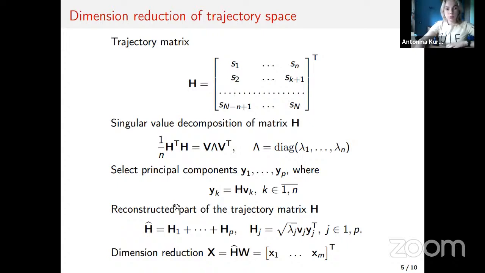And for these components, we reconstruct the trajectory matrix, where each component is equal to lambda sub g, the eigenvalues squared, multiplied by v sub g, and multiplied by each component y sub g transposed. Then we perform the rotation and get a reduced dimension trajectory space.